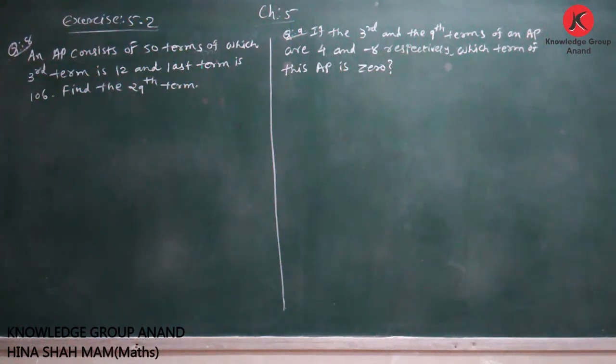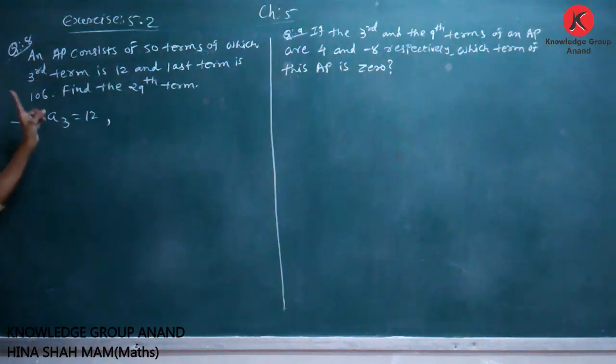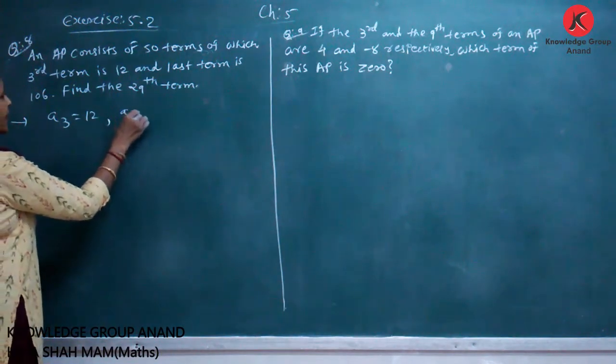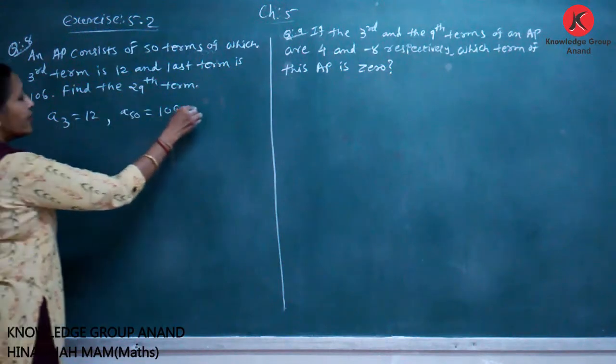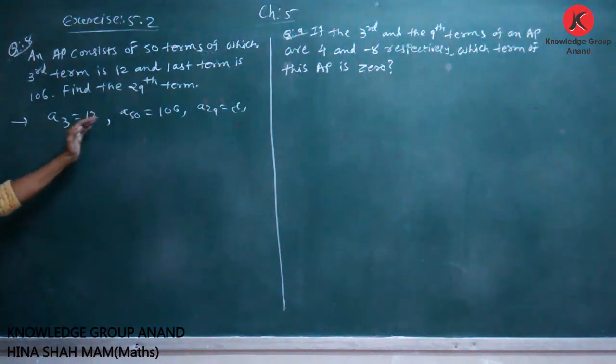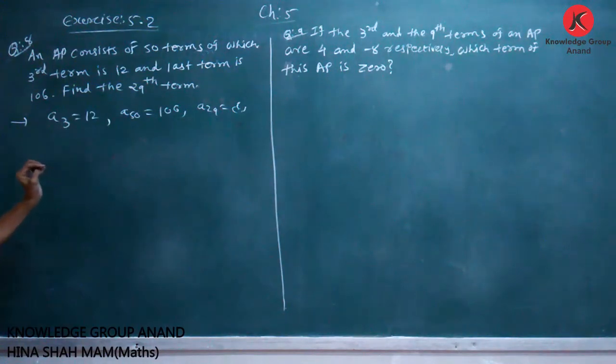Now, question number 8. An AP consists of 50 terms, of which the third term is 12 and the last term is 106. Find the 29th term. In this AP there are 50 terms. The third term, A3, is equal to 12, and the last term, A50, is equal to 106. Find the 29th term, A29. It is like question numbers 7 and 6. Two terms are given, so find A and D, then use A and D to find the 29th term.